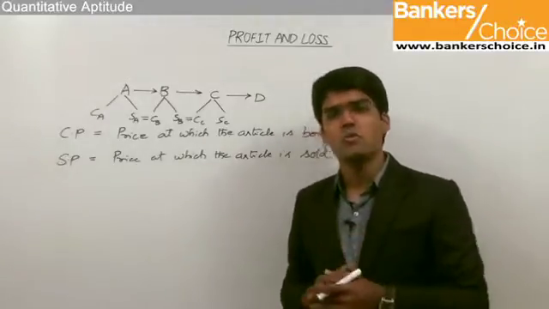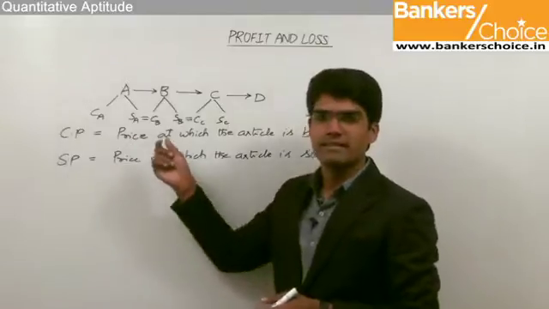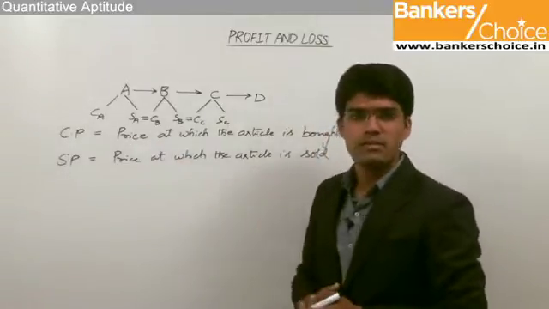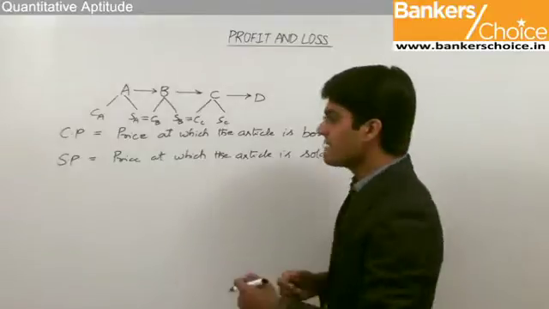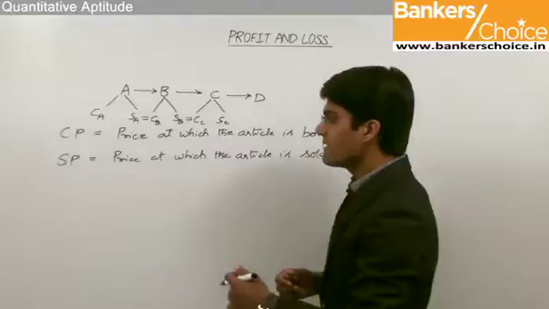So what we have learned so far is what is cost price. It is the price at which an article is bought. What is selling price? The price at which the article is sold. And the other point that we have understood here is selling price of one person should be equal to the cost price of the next person. And as discussed, profit and loss both are nothing but the difference between selling price and cost price. So profit is obtained when selling price is more than cost price.